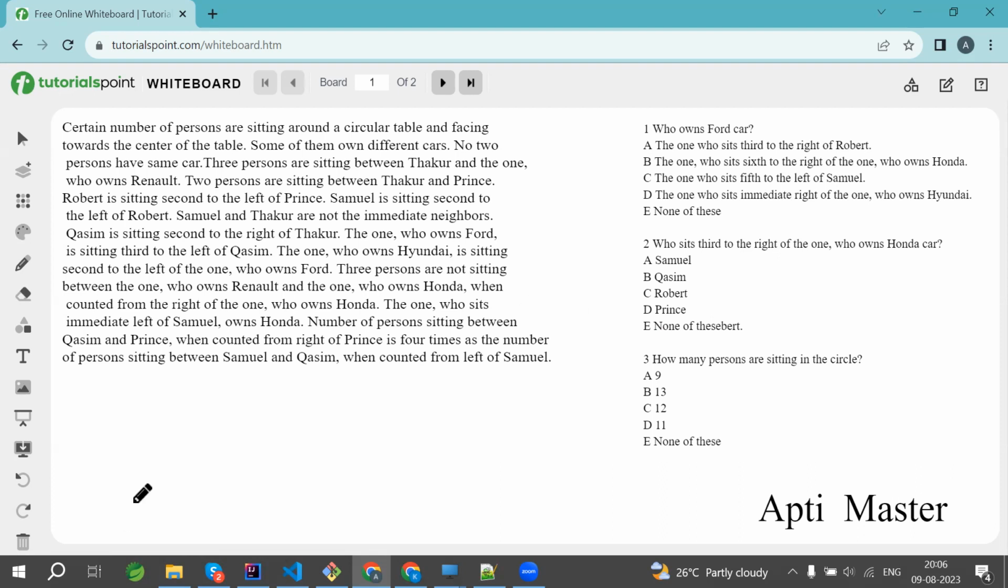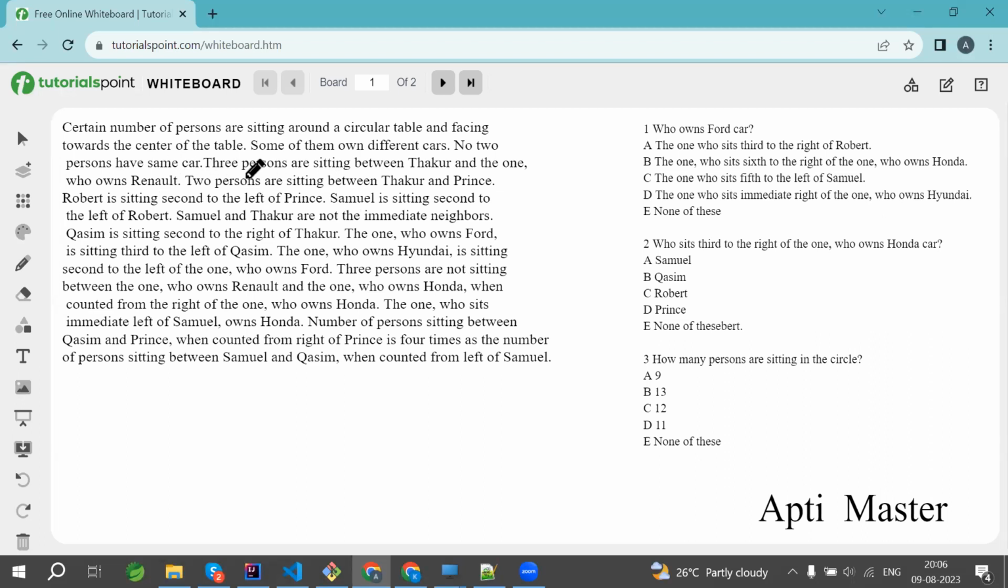The question is: a certain number of persons are sitting around a circular table and facing towards the center of the table. Some of them own different cars. No two persons have the same car. From these statements, just keep the information in mind while solving this sitting arrangement.